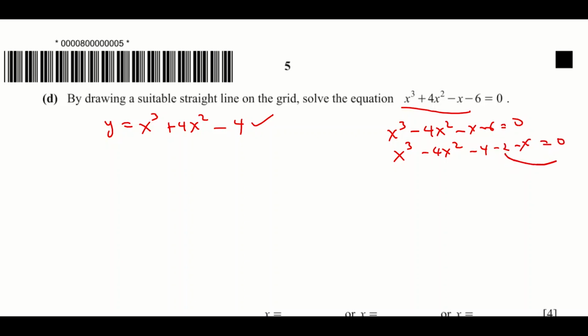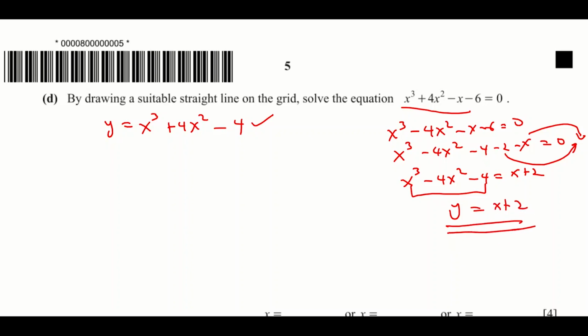Then I can now take this to the right hand side, then also take this to the right hand side. So I'll be left with x to the power of 3 minus 4x squared, then minus 4 equals to plus x, then plus 2. Okay, so if you look at this now, this one is equals to y, so I can say y equals x plus 2. So that means the solution of this equation lies at y equals x plus 2.